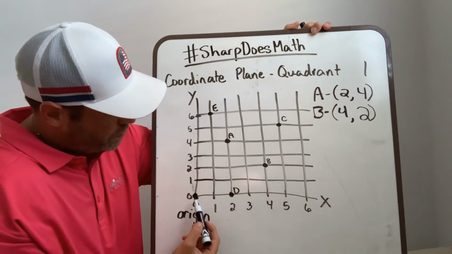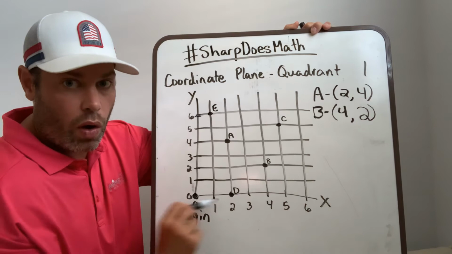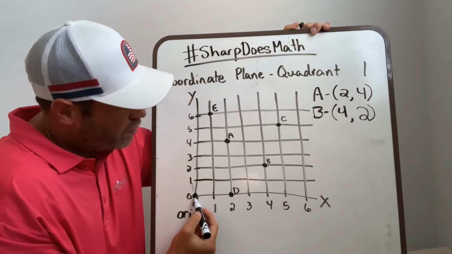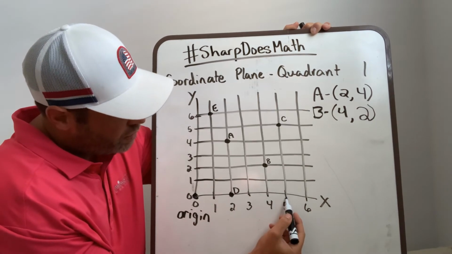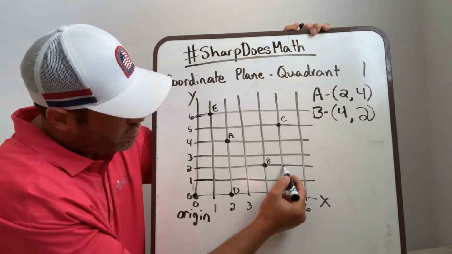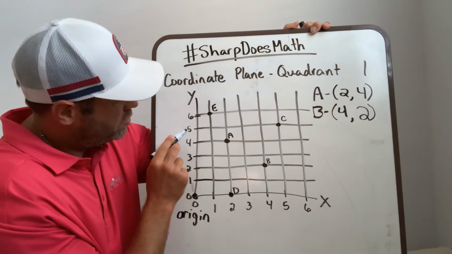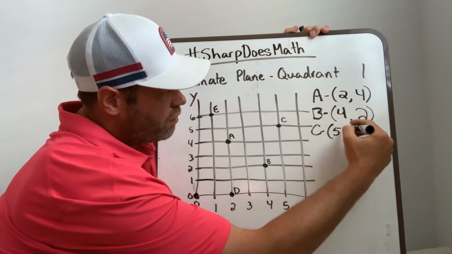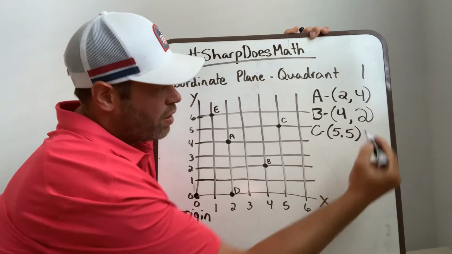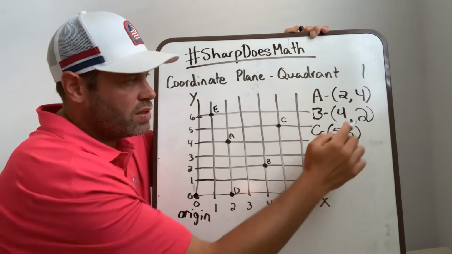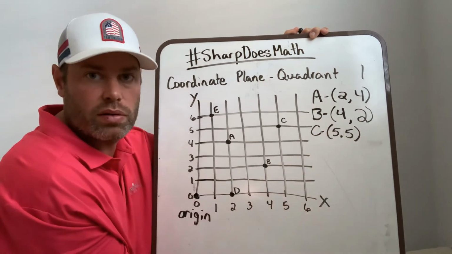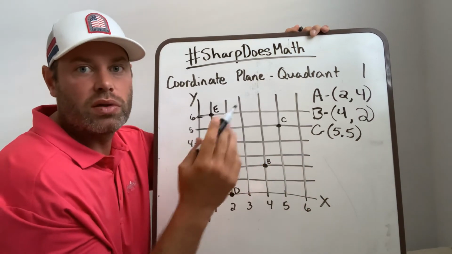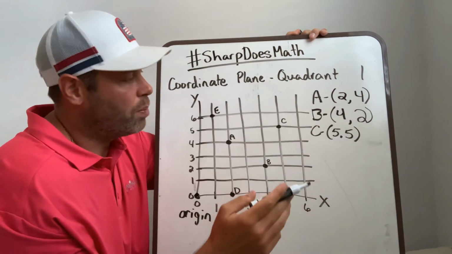So here's C. Again, starting at the origin, always go side to side, use that x-axis first. So for C, I go to the 5, and then I go up 1, 2, 3, 4, 5. You can see it's also on the 5 there. So for C, 5, comma 5. And you can see I put parentheses around the numbers. That's what you would have to do if you were asked to list the points.